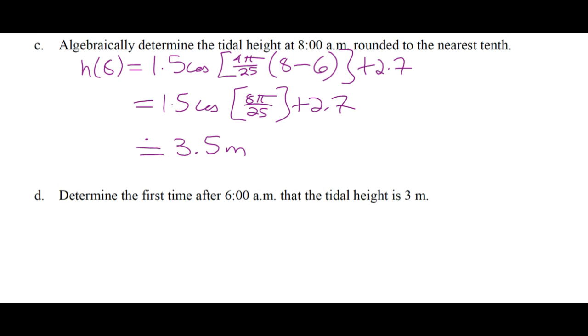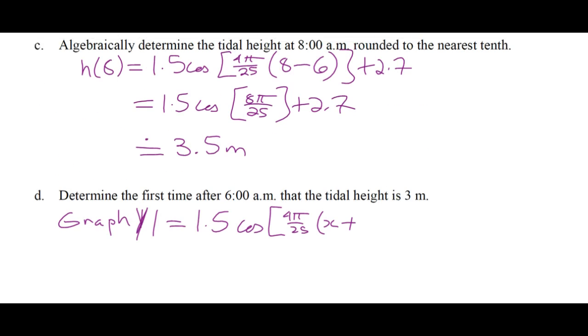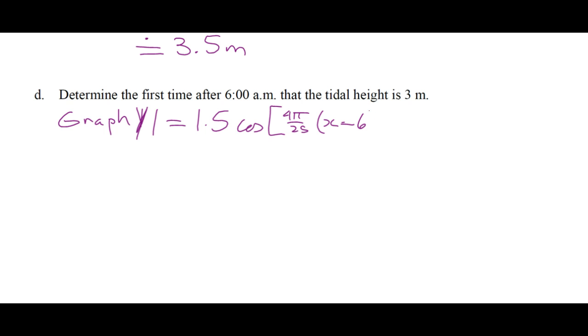Determine the first time after 6 a.m. the tidal height is 3 meters. Okay, so that's just a calculator question. So you have to graph this on your graphing calculator. So we're going to do graph y1. So it says determine means show some work, or show your work. So graph y1 is 1.5 cos 4 pi over 25 x minus, was it plus? What are we doing? Minus 6 plus 2.7.